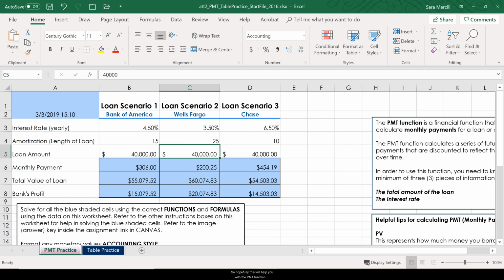So hopefully this will help you with the PMT function. Remember, you will have additional assignments using PMT, so if you have any questions, you should come back to this video as well as this worksheet because these are the notes for the PMT function.